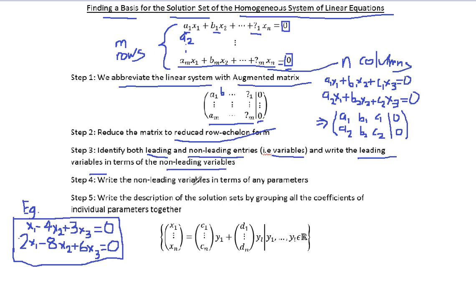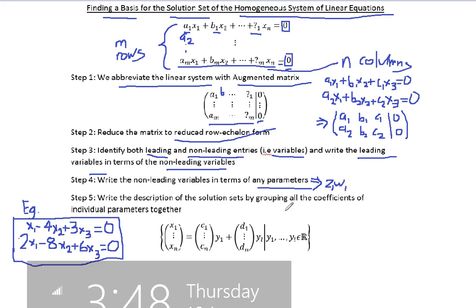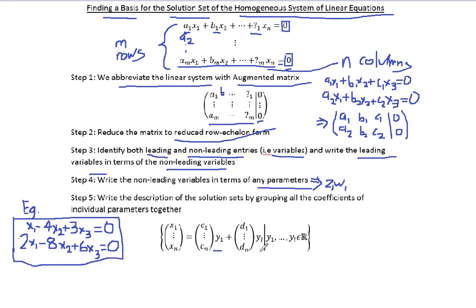So now, by doing that, we need to write it in terms of any parameter. So in this case, our variables are x1, x2 and all the way. For parameters, we can use, for example, z, w, etc. These are examples of the parameters here. So now we can write a description of the solution set by grouping all the coefficients of the individual parameters together.